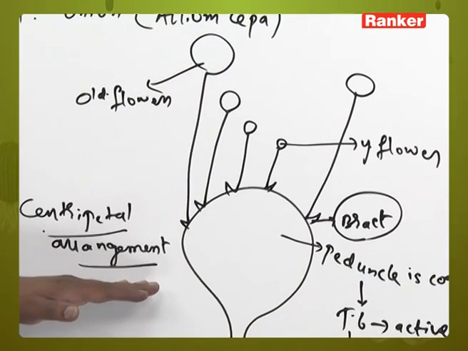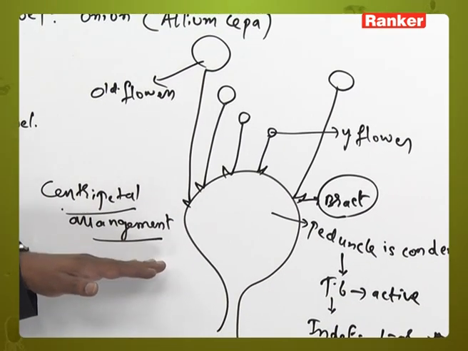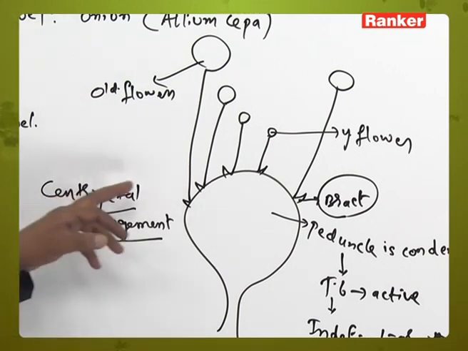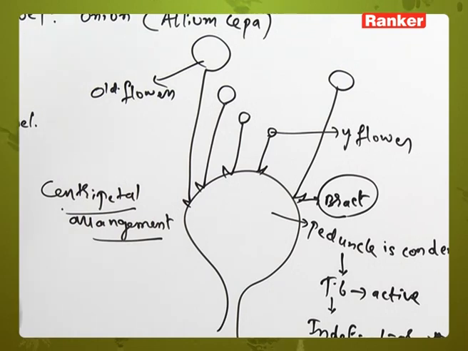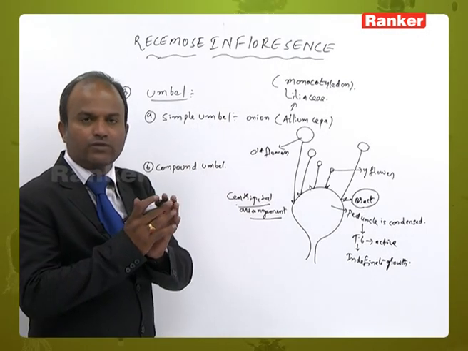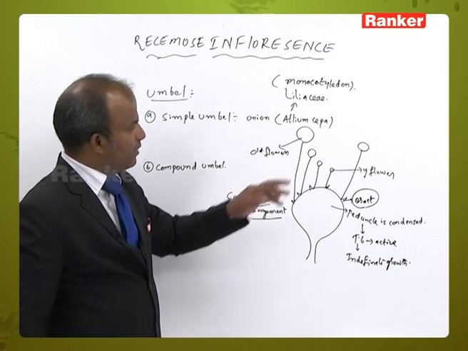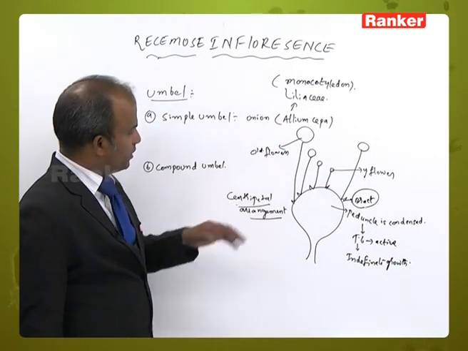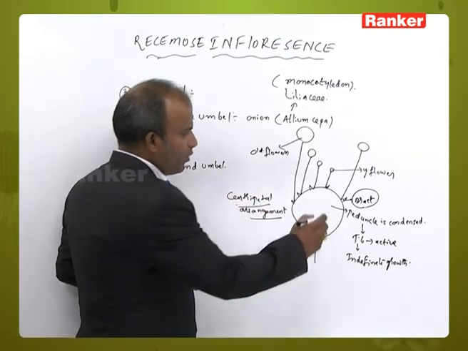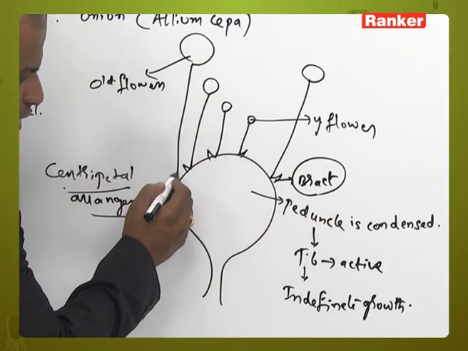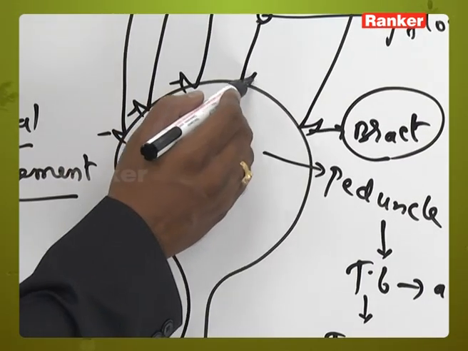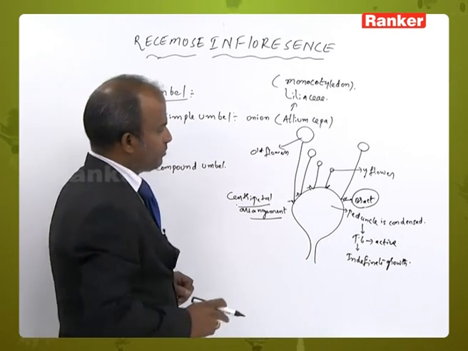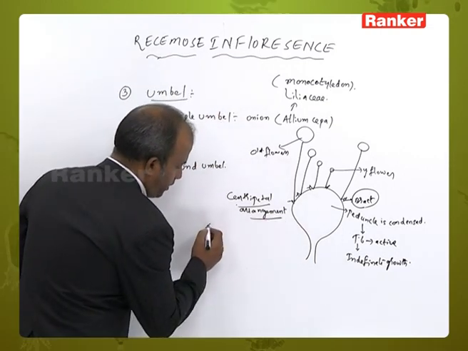This type of arrangement is a centripetal arrangement, and the opening of flowers is also done in centripetal manner only. Why? Because older flowers open first, whereas younger flowers open later. And on this condensed peduncle, bracts are present in the form of a whorl.